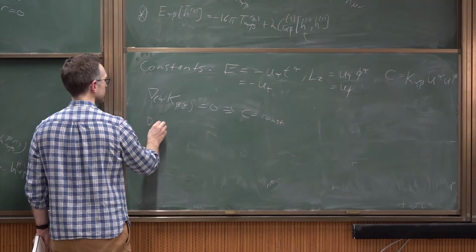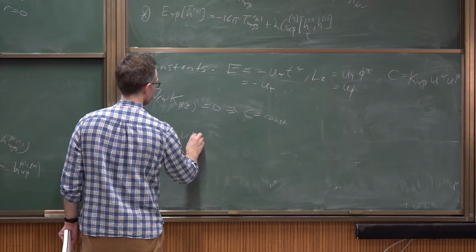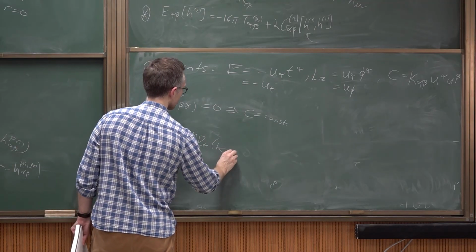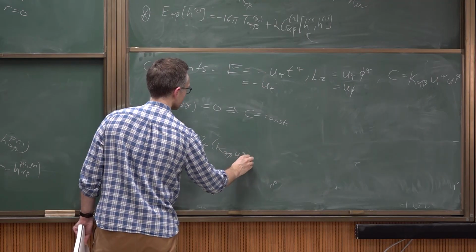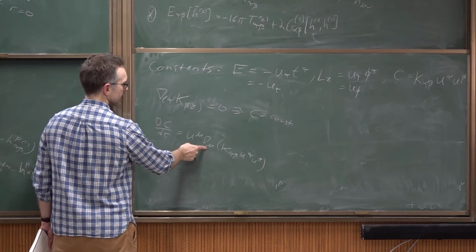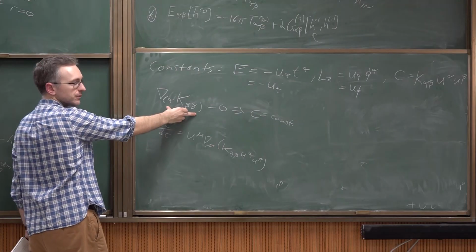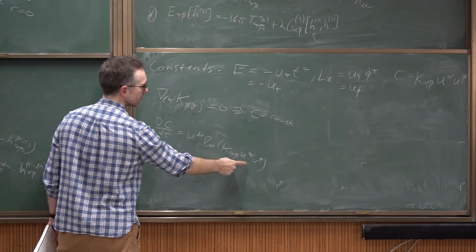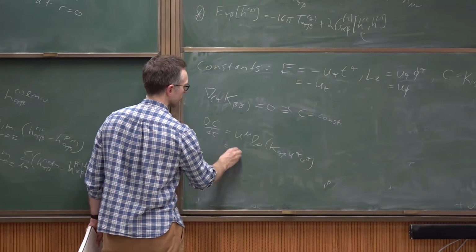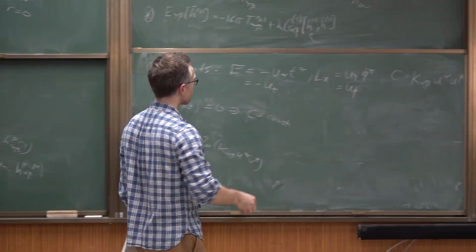So dC d tau is u mu grad mu of k alpha beta u alpha u beta. If this acts on k, then we can apply this equation to get 0. But if this derivative acts on u, well, then we can apply the geodesic equation to also get 0. So this just gives us 0. Okay, so we have 3 constants of motion.